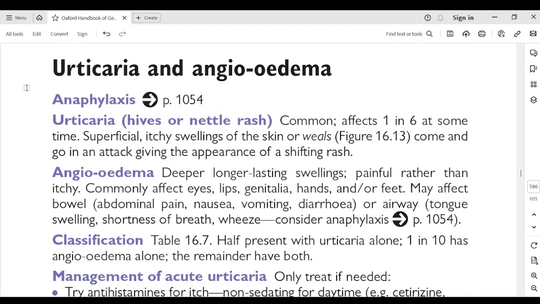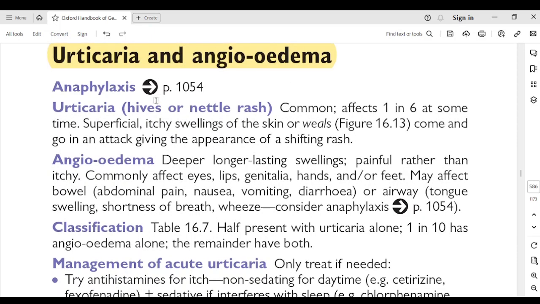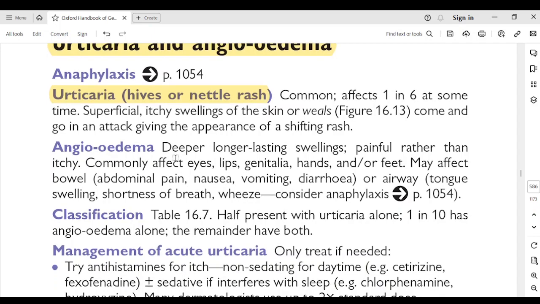Urticaria and angioedema. Anaphylaxis, page 1054, we will see. Urticaria, hives or nettle rash. Common, affects 1 in 6 at some time. Superficial itchy swellings of the skin, or wheals, come and go in an attack, giving the appearance of a shifting rash.